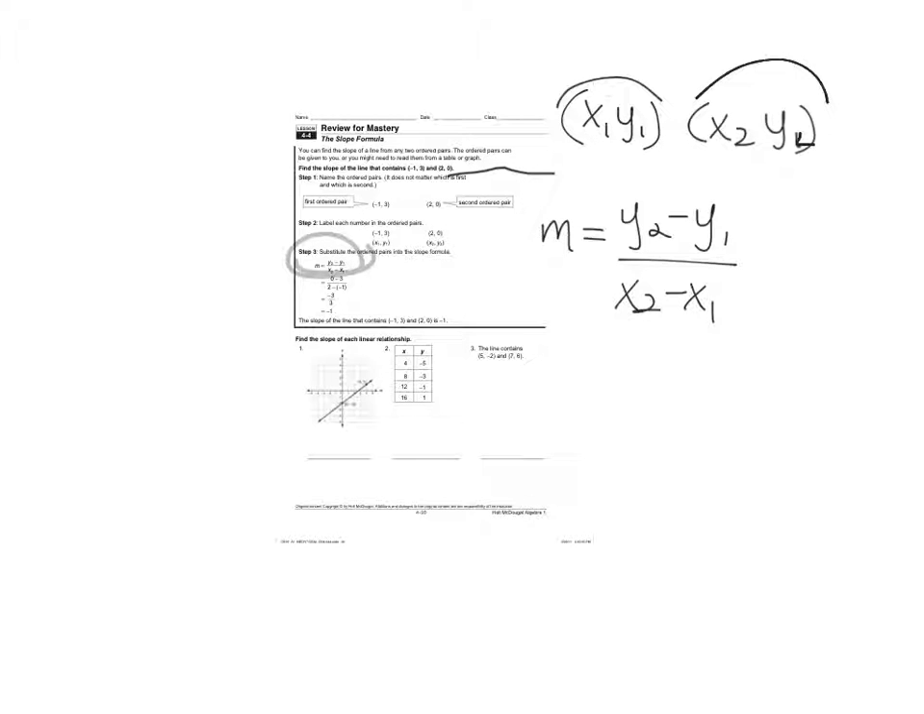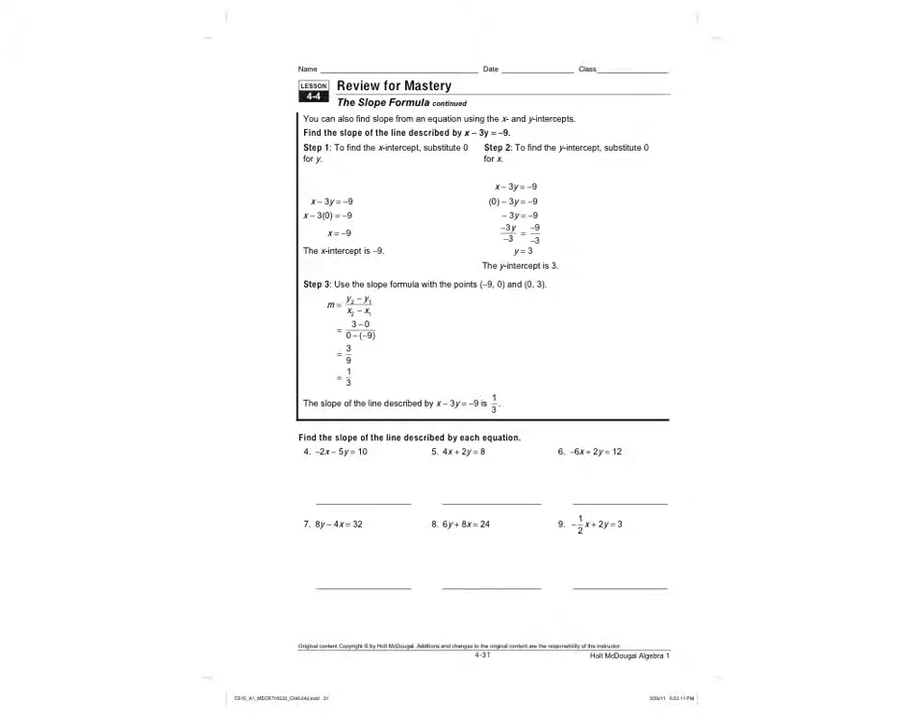So some of the questions, you'll be provided with a graph, and you'll have to pull the ordered pairs off the graph to calculate the slope. You may get it in table form, but you will most definitely get it listed as ordered pairs. So that is your slope formula.